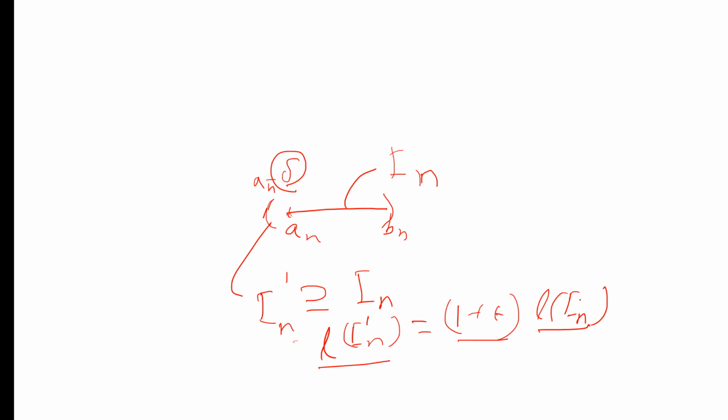Okay, so that is all about it. You can adjust this one. So from the original interval, you can construct an open interval I_n prime that is a superset of the original interval. And what is the relationship between the lengths of the intervals? The length of the new interval is equal to 1 plus epsilon times the length of the original interval.